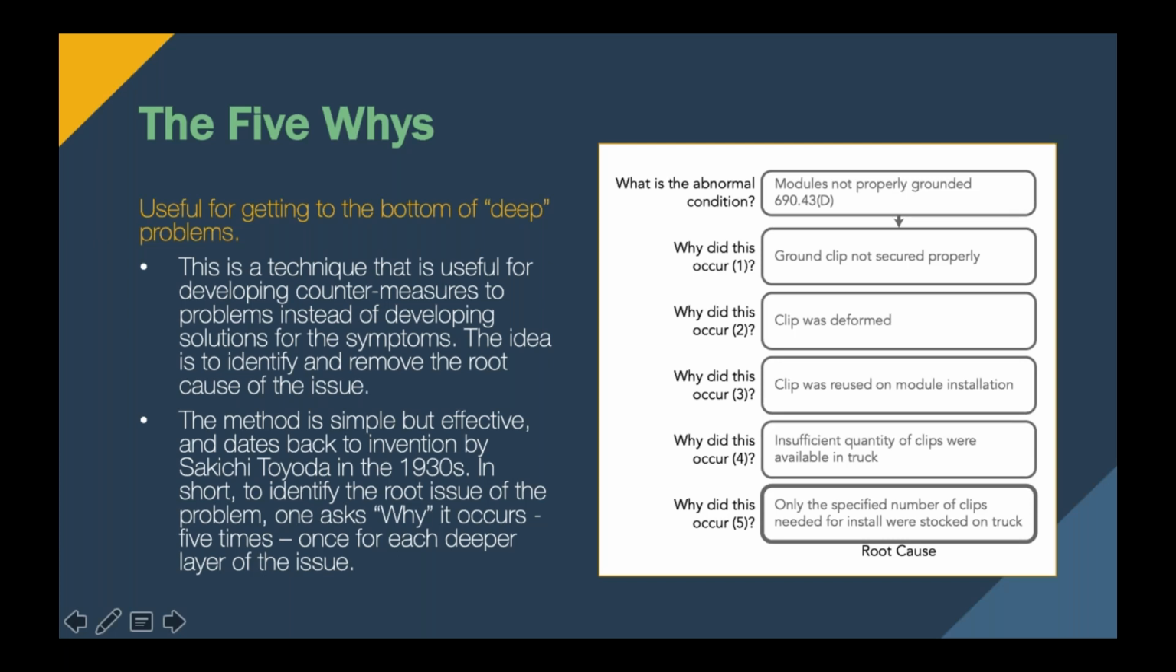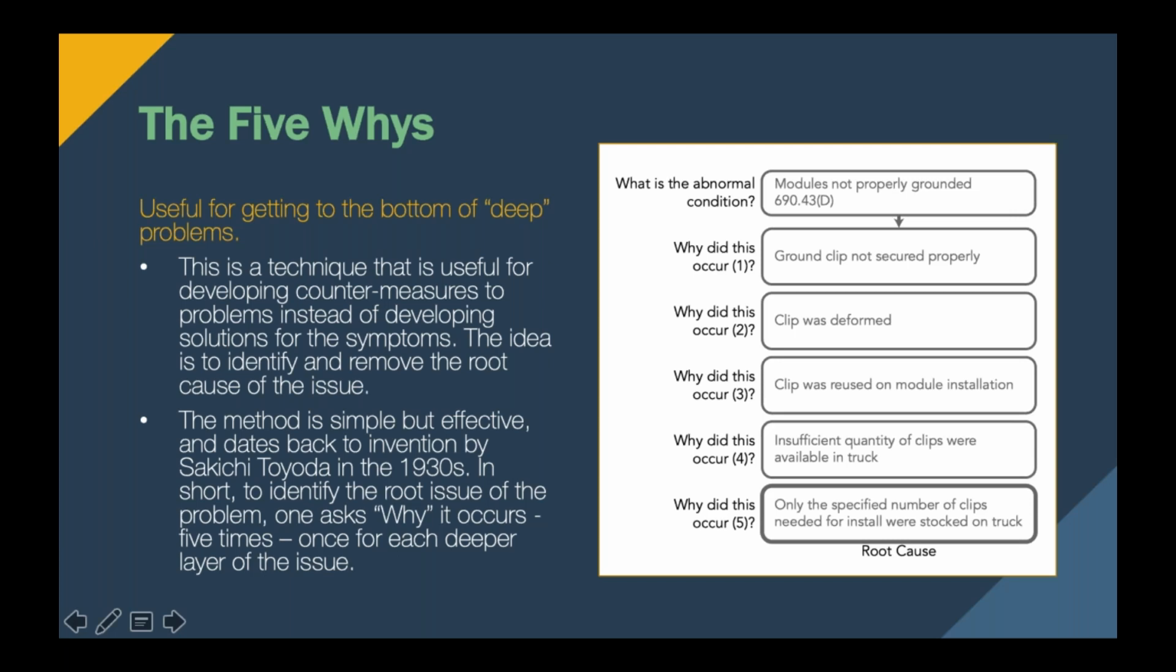Because oftentimes when you ask why the first time, okay, why did this happen, you come up with a solution. After the first solution, you would say, how do I prevent this from happening again? And that would not actually prevent it from happening again. But if you ask why 5 times, you can get to the root cause of a problem and then say, we are going to implement a countermeasure in order to stop that root cause from happening ever again. This is a technique that was invented by Sakichi Toyoda in the 1930s, and it will take you down for each deeper layer of the issue.